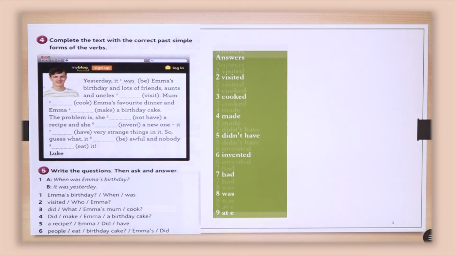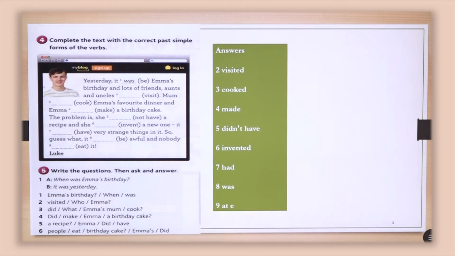Okay. Let's see if you got them right. So, the second one is visited. The third one is cooked. The fourth one is made. The fifth one is didn't have. The sixth one is invented. The seventh one is had. The eighth one is was. And the ninth one is ate.